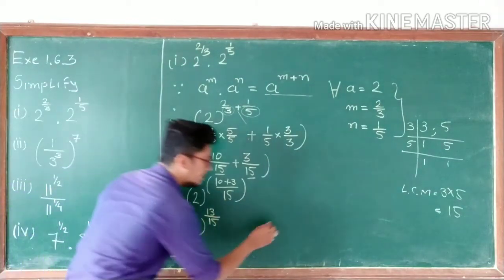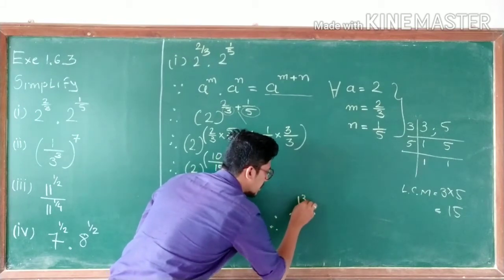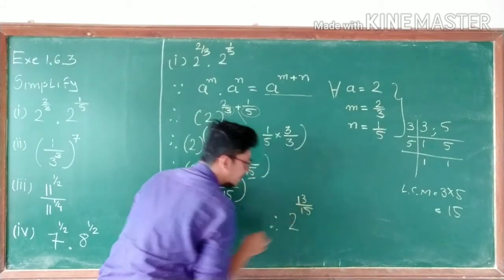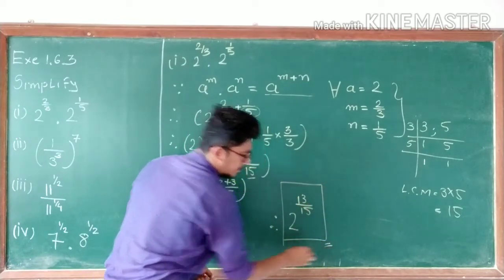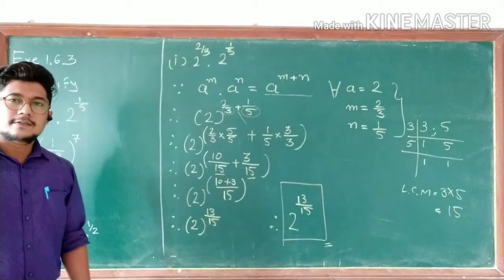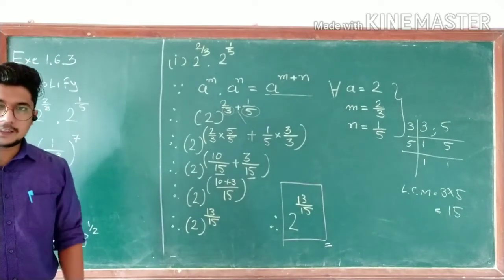So the final answer will be 2 power 13 upon 15. It will be your final answer. Easy? I think it is easy. You have to practice it, then after you will feel it easy.